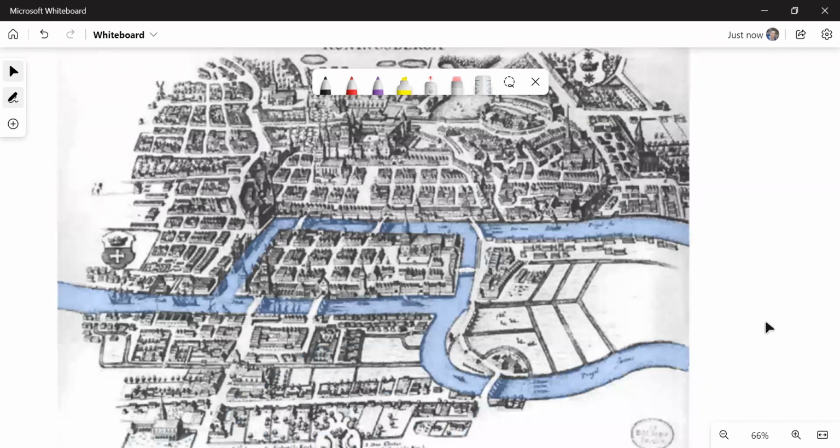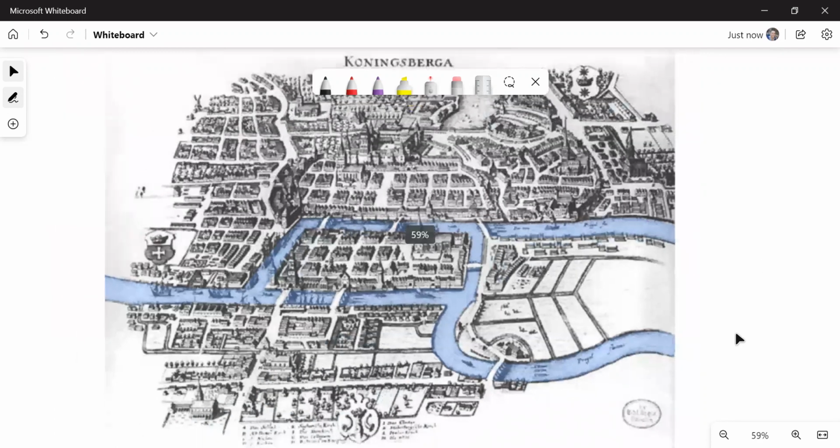And this is a little bit of a layout of the city so you can get a sense of what's going on. It's a little tough to see the bridges, so I'll highlight those for you. Let's count them. There's 1, 2, 3, 4, 5, 6, and 7. So the idea was, can you navigate this so that you cross each bridge once and only once?